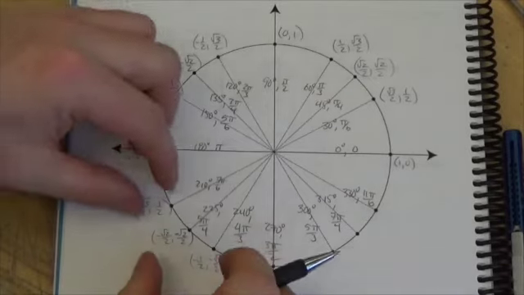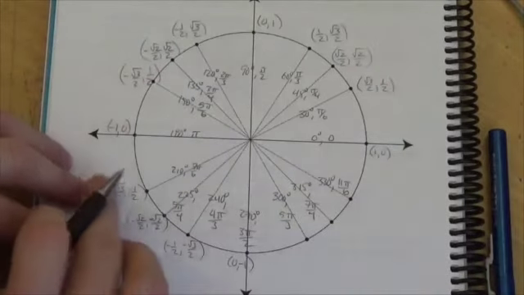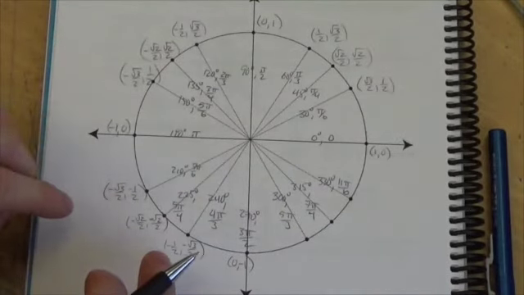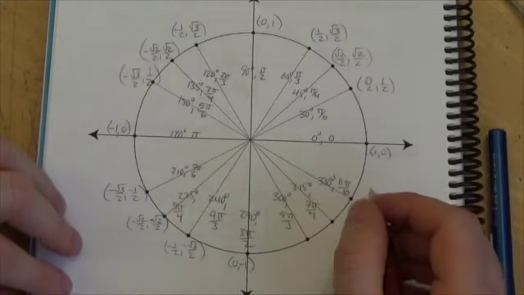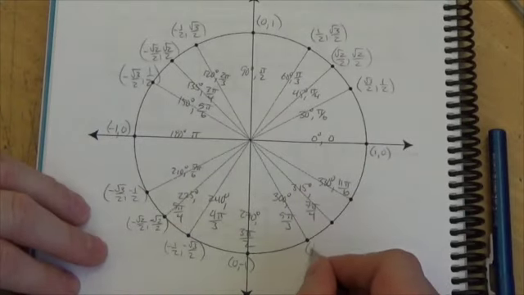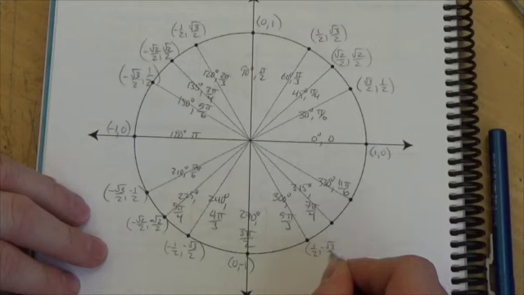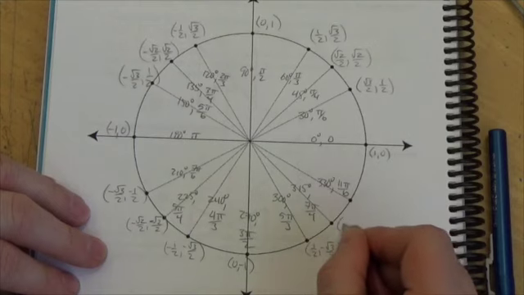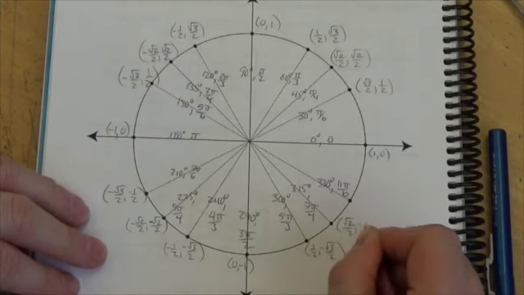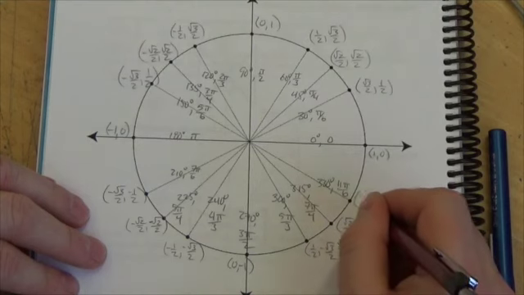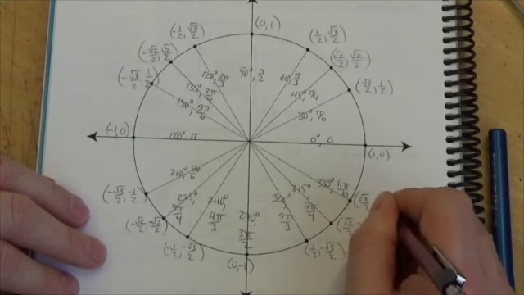And then we reflect all of these over here. But this time, these x coordinates change from negative to positive. And so we're going to get here 1/2 comma negative root 3 over 2. Root 2 over 2 comma negative root 2 over 2. And then root 3 over 2 comma 1 over 2.